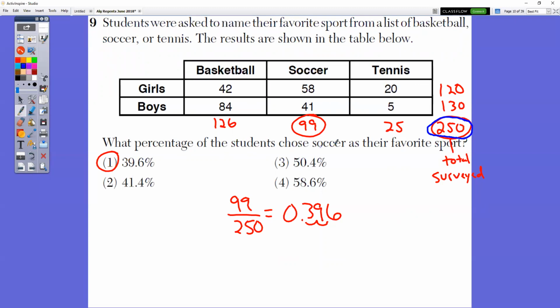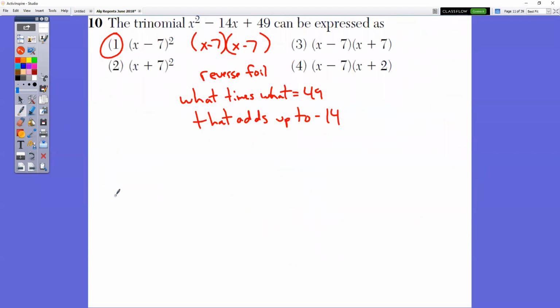What percentage of those chose soccer as their favorite sport? There were 99 total people that chose soccer out of 250. Top divided by bottom, 99 divided by 250, you get this decimal. To make a decimal into a percent, you move the decimal point over 2 places to the right, and you get 39.6.